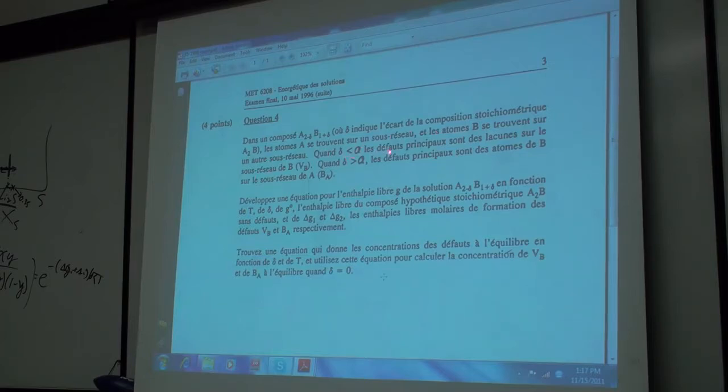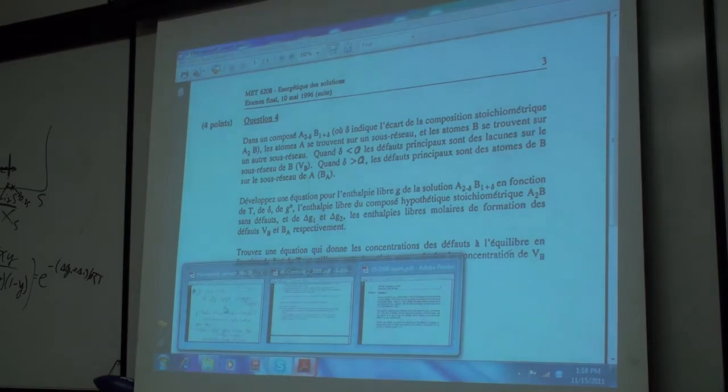When delta is less than 0, the majority defects are vacancies on the B sublattice. When delta is greater than 0, the majority defects are B atoms on the A sublattice. Write an equation out for the whole thing. Okay, same thing as last time.